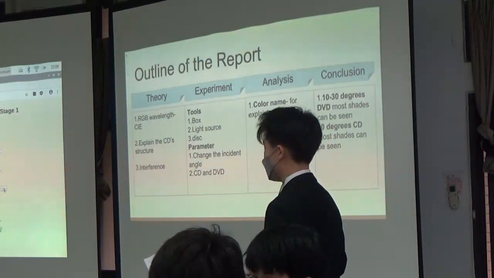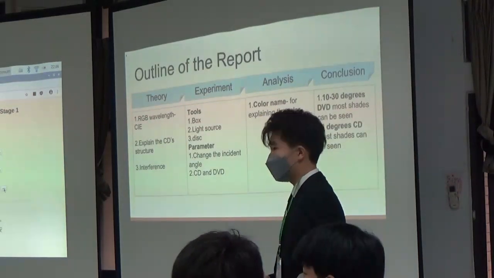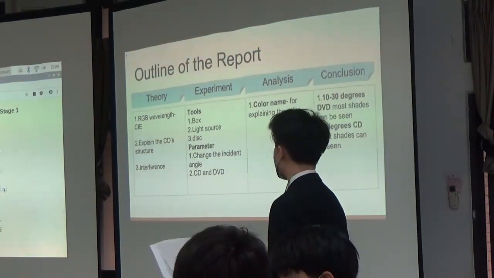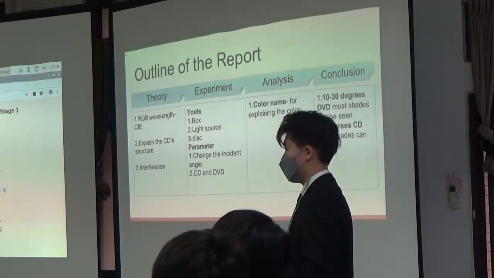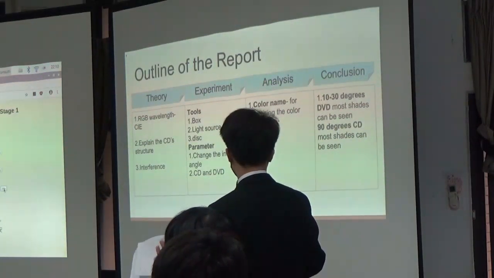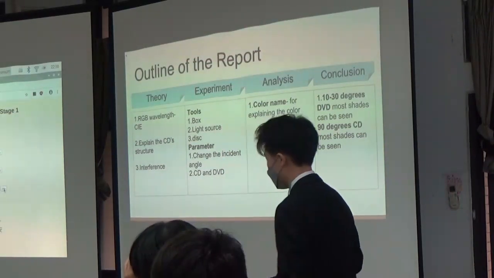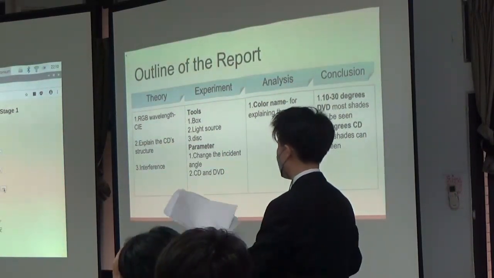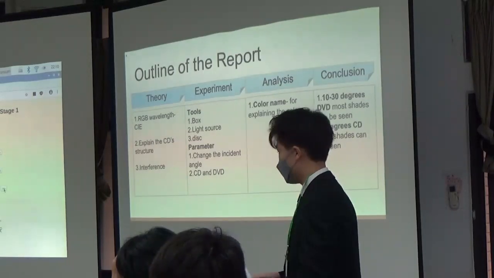And the other one, he tested the differences between CD and DVDs, which is rather significant because CD and DVD have different hash structures. And for the analysis, he used color names for explaining different colors. And he also divided green into different families.